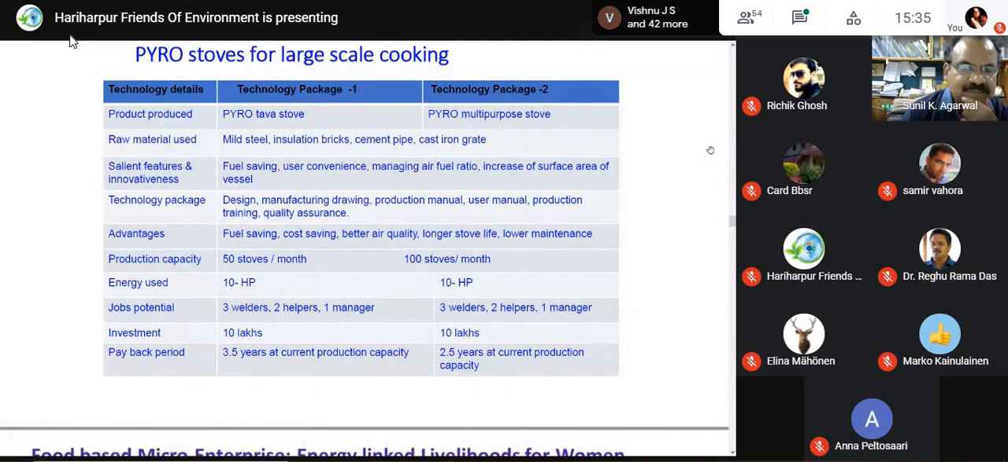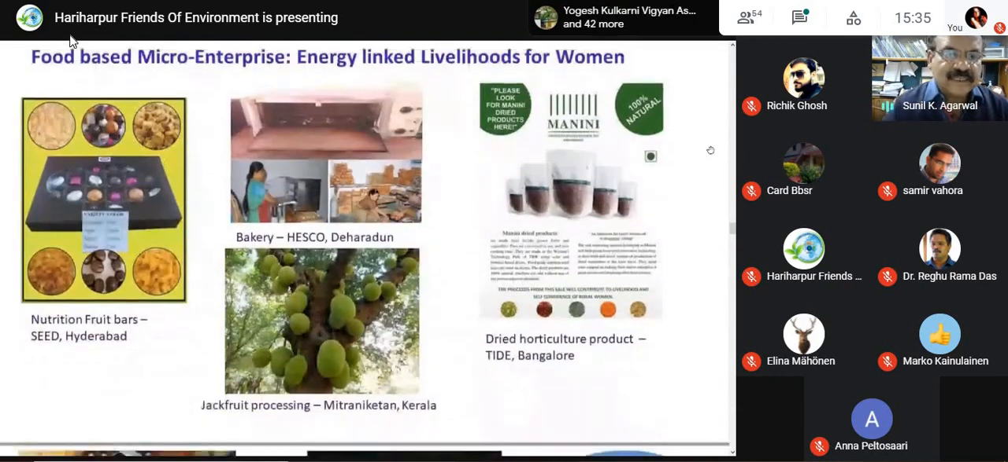Next slide, please. Besides such interventions, some of these core groups have worked on the creation of micro enterprises, food-based enterprises, and they have come out with a variety of nutrient fruit bars using the solar dryer by Seed Hyderabad, and even one group, HESCO, in Dehradun, has worked on mountain produce using the same dryer.